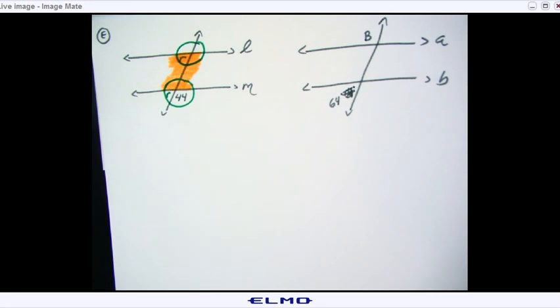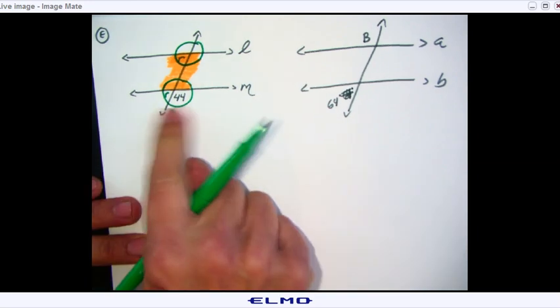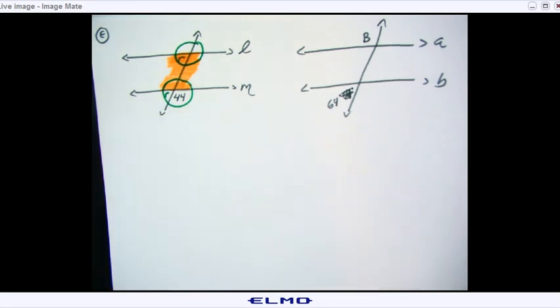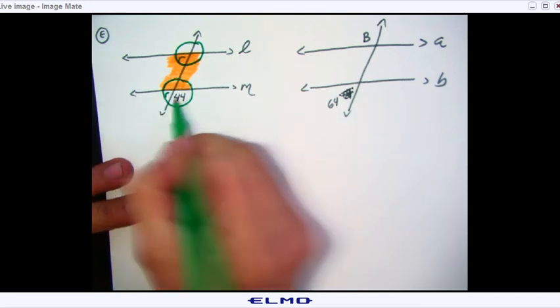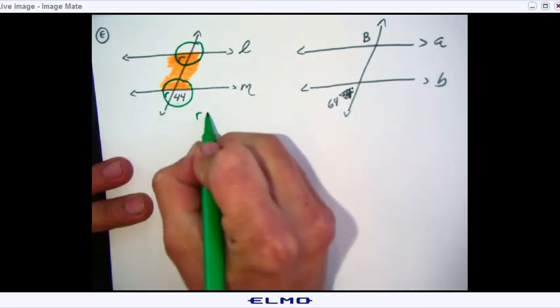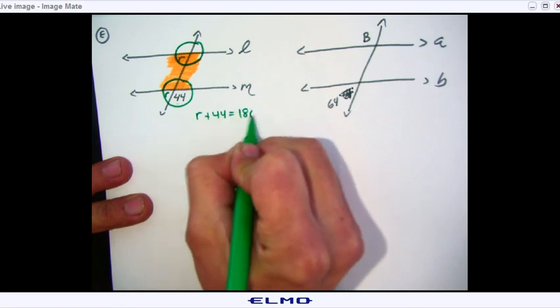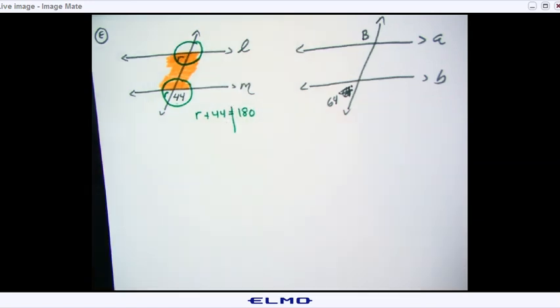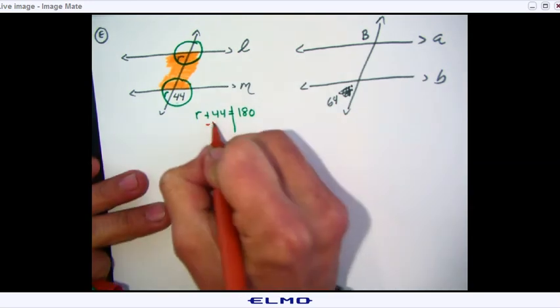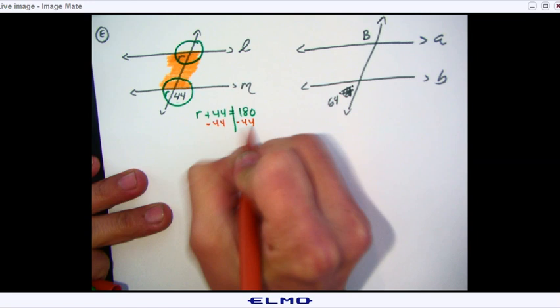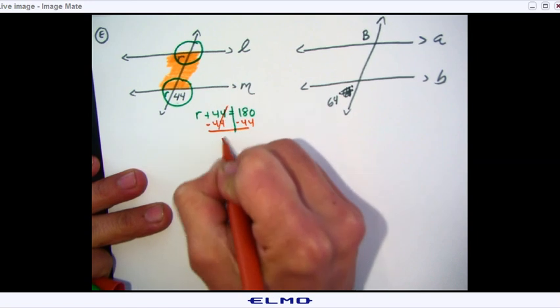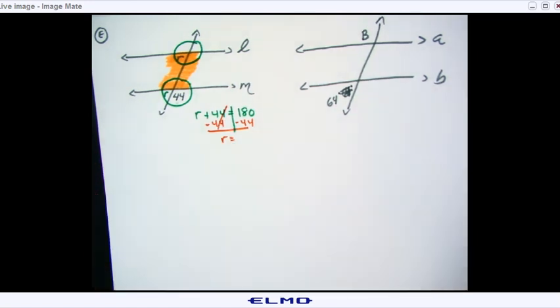So see that? They would be right next to each other, they would be adjacent, right? They're rubbing shoulders. So they're adjacent, so half a circle. So here, R plus 44 equals 180. And then we go ahead and subtract 44. And then you get R is what? 180 take away 44.